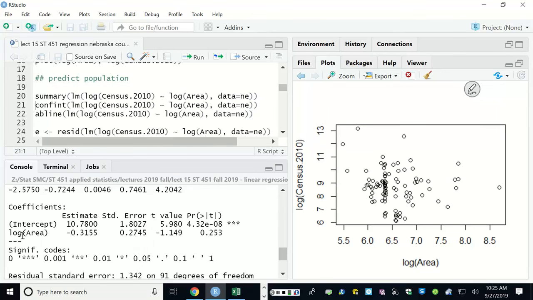So for the slope, we get negative 1.149. The p-value, this little symbol here means the p-value of 0.25 is not small. Right? So if the coefficient on the log of area was 0 and it made no difference at all in the predictions, we could get something as extreme or more extreme than negative 0.3155 just by chance, about 25% of the time. That's not surprising. So there doesn't seem to be much of a relationship.